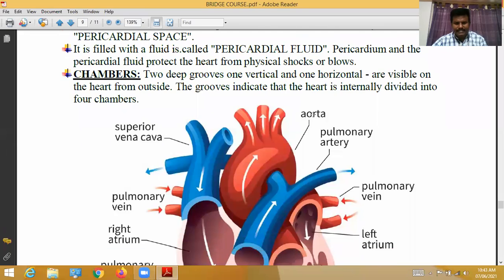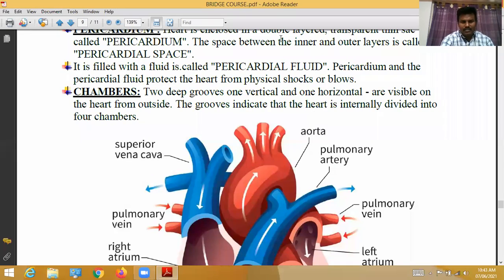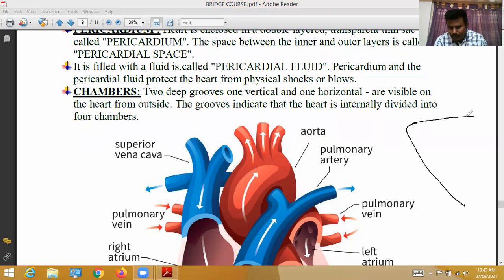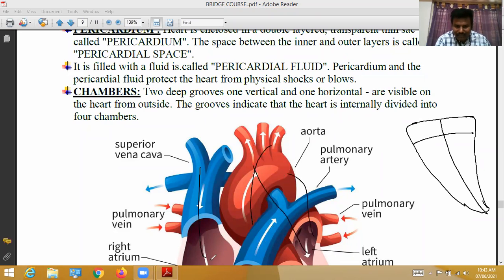Okay, that's it. Next, chambers. See the deep grooves, one vertical and one horizontal. In a true body, the heart has two deep grooves, one vertical groove and one horizontal groove, visible on the heart from outside. This is called the vertical groove, and this is called the horizontal groove.